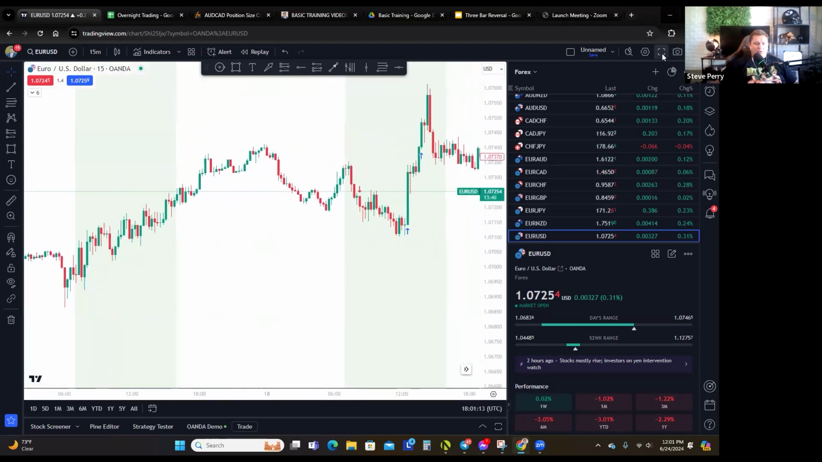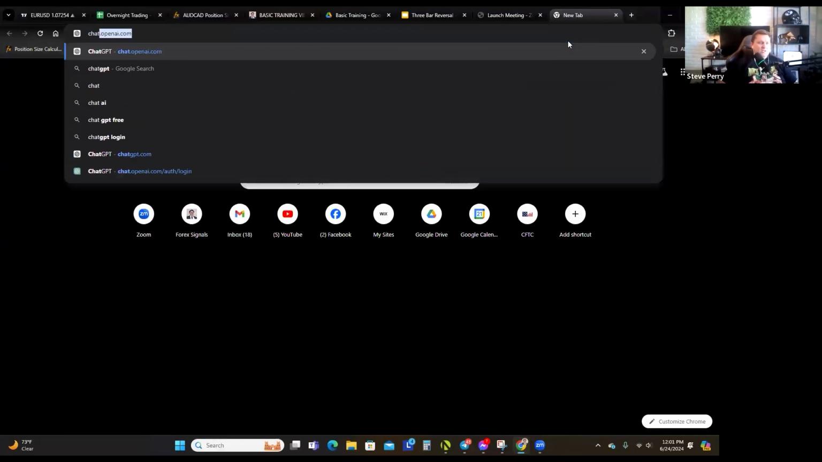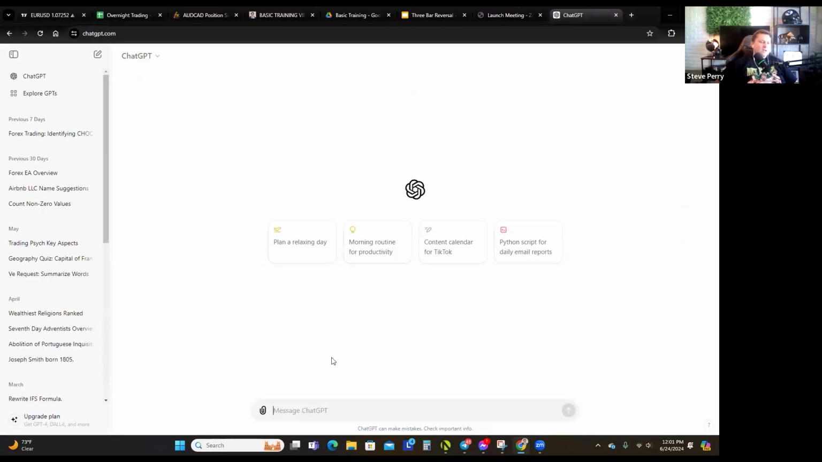So first of all, the three-bar reversal. Real quick, I like to do this sometimes. Let's actually ask ChatGPT. I always say GBT, but it's GPT. I've developed a habit now, so I have to fix it. Let me ask the AI. We'll just call it the AI. Let's ask the AI here what a three-bar reversal pattern in Forex trading is.